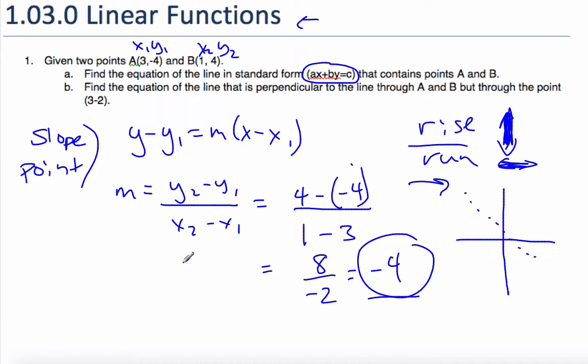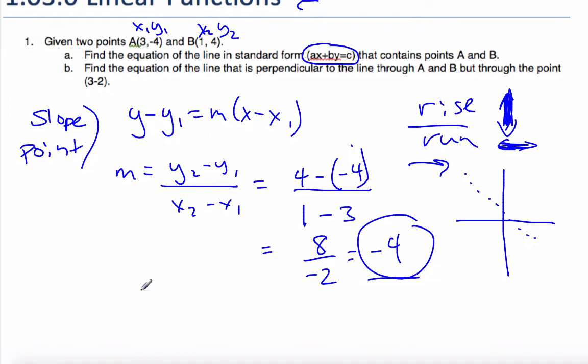We have a point. We actually have two points. Which point would you like to use, Ms. Weaver? I'm going to go for the easier one. And for me, the easier one looks like point B. 1 is a nice number. 4 is a nice number. Both positive. Right. Okay.